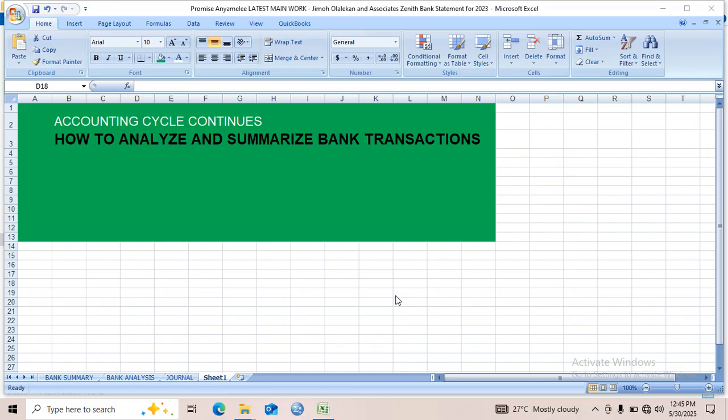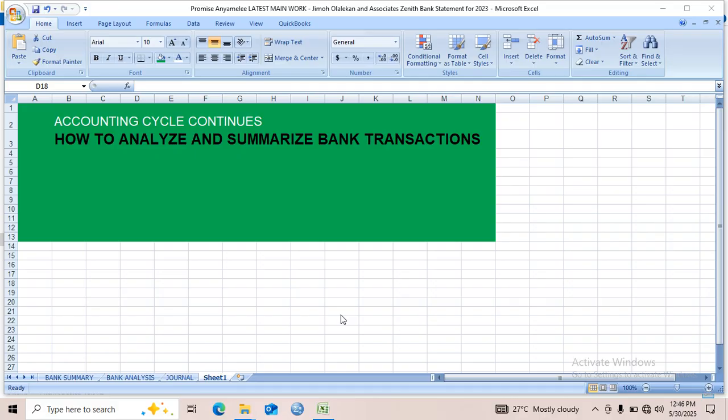The reason is that the bank statement 90% of the time captures all the transactions of the business, and apart from that, it is a third party document that is reliable and rarely subjected to falsification. However, the issue with the bank statement is that it is not very easy to understand because we are not part of the people that made those transactions. So in today's video, I'm going to be showing you how to analyze and summarize the bank transactions.